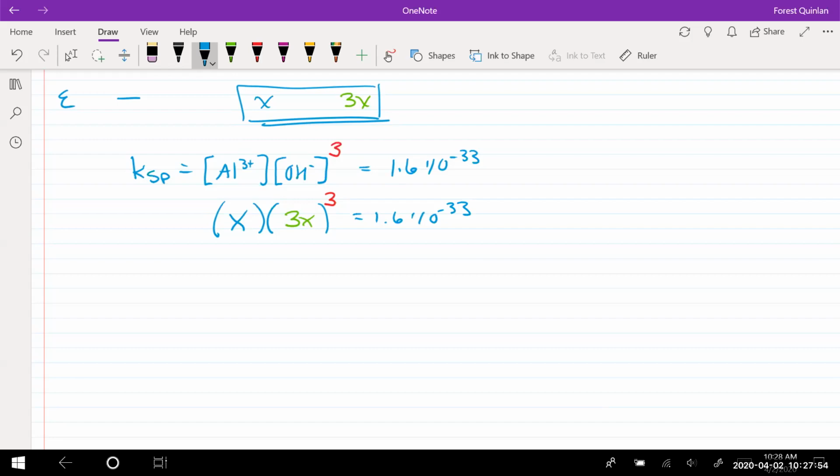Okay, so what does this turn out to be? At the end of this, we end up with 27 X to the 4th equals 1.6 times 10 to the negative 33. So X is equal to? I'm getting 2.77 times 10 to the negative 9. 2.77 times 10 to the negative 9.